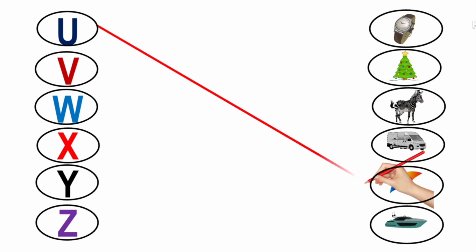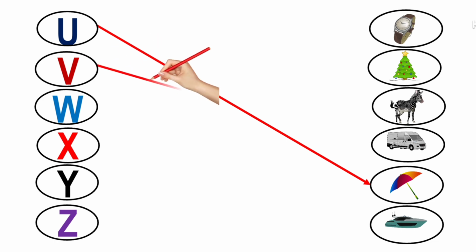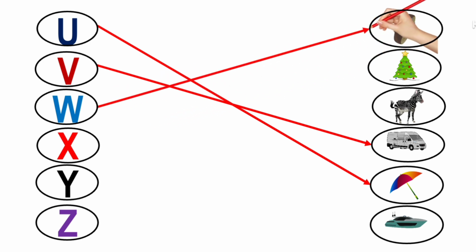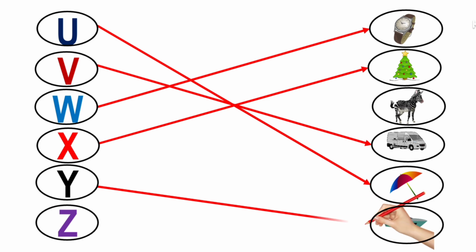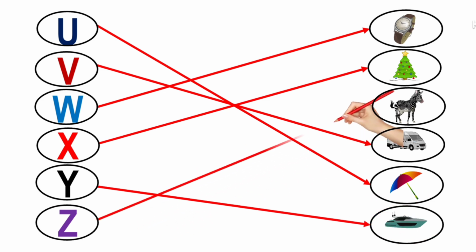U for umbrella. V for van. W for what? X for Xmas tree. Y for yacht. Z for zebra.